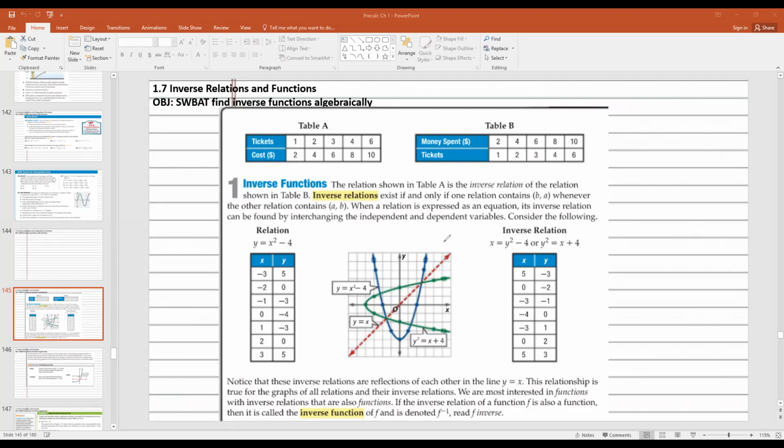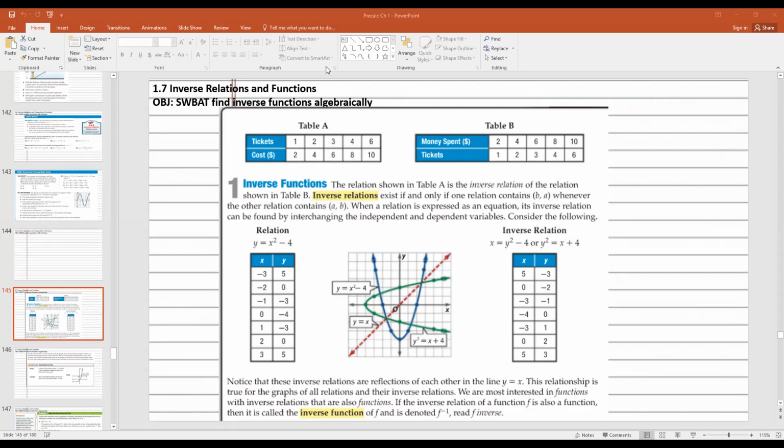So inverse relations exist if and only if one relation contains (b, a) whenever the other relation contains (a, b). Notice that those two points, the coordinates are just flipped around, they're switched. When a relation is expressed as an equation, its inverse relation can be found by interchanging the independent and dependent variables. Consider the following.